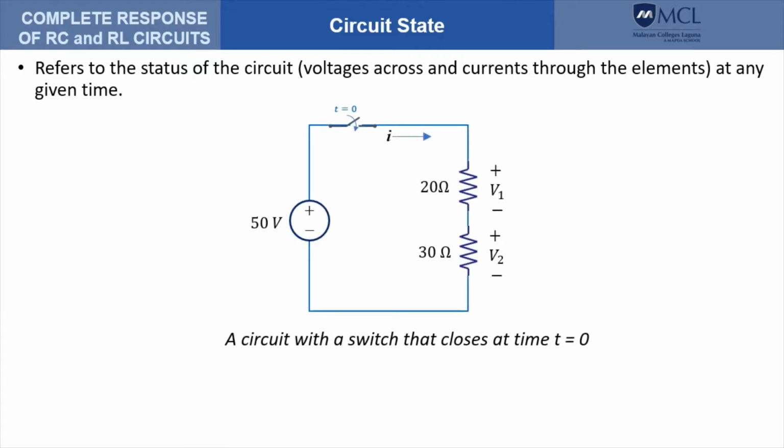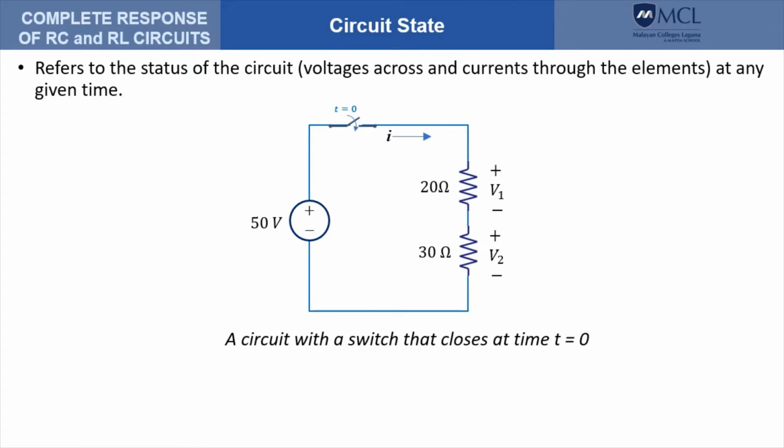Here we have a simple circuit where a switch closes at t equals 0. Prior to the closure of the switch, the state of the circuit is that the current is 0. And then at t equals 0, we introduce a voltage to the circuit. So at t equals 0, a change happens on the circuit, and that is the application of a 50-volt source to the circuit.